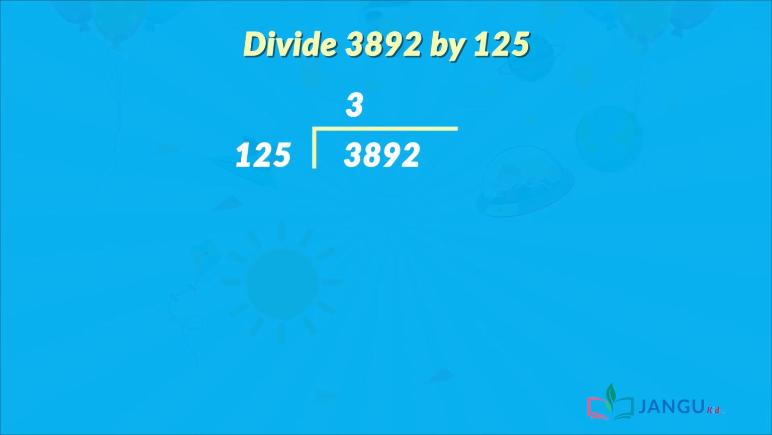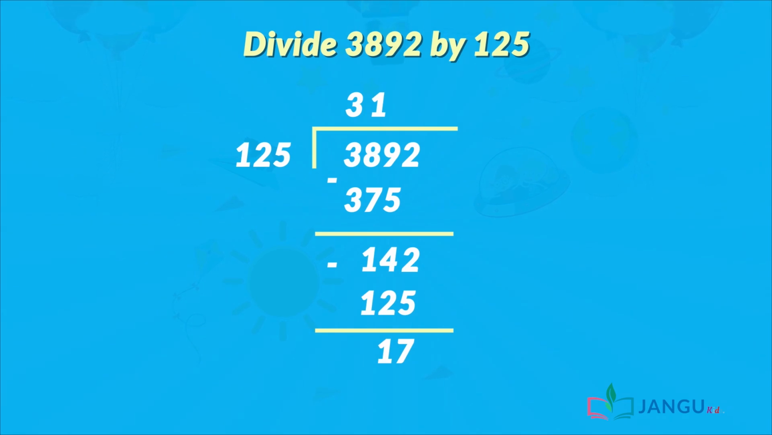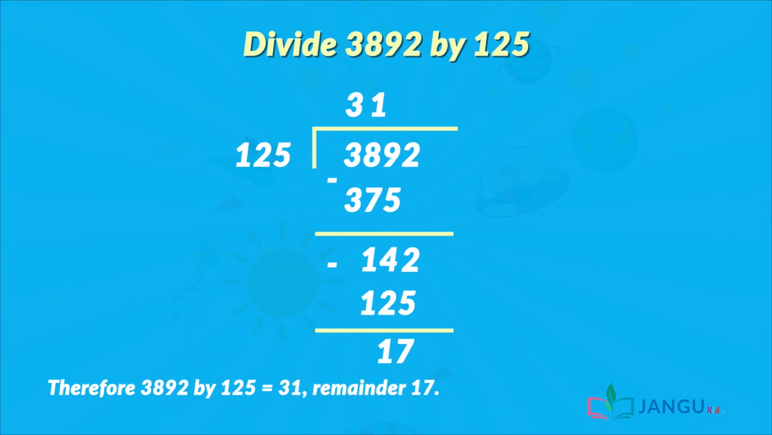So, 3 over 1 equals 3. 3 multiplied by 125 equals 375. Then you subtract 375 from 389, which equals 14. Bring down 2. That equals 142. So we say 142 divided by 125 equals 1 remainder 7. Therefore, 3,892 divided by 125 equals 31 remainder 7.